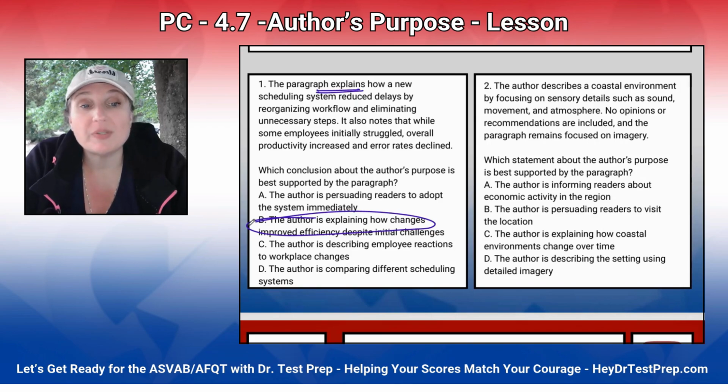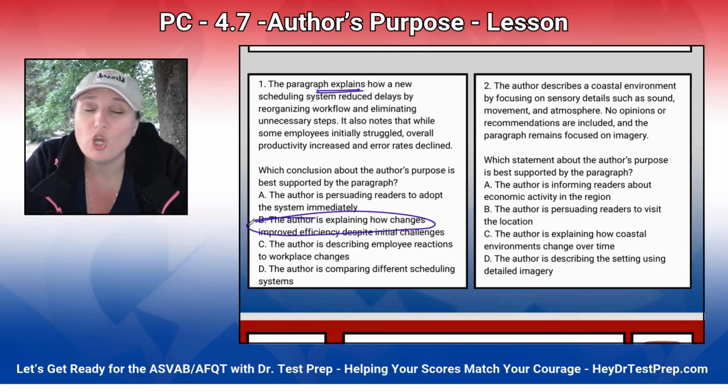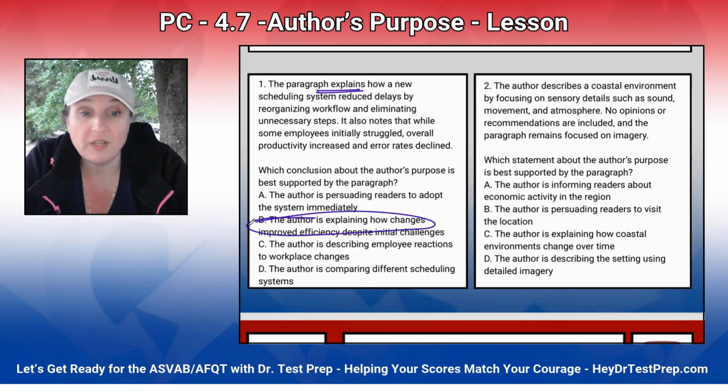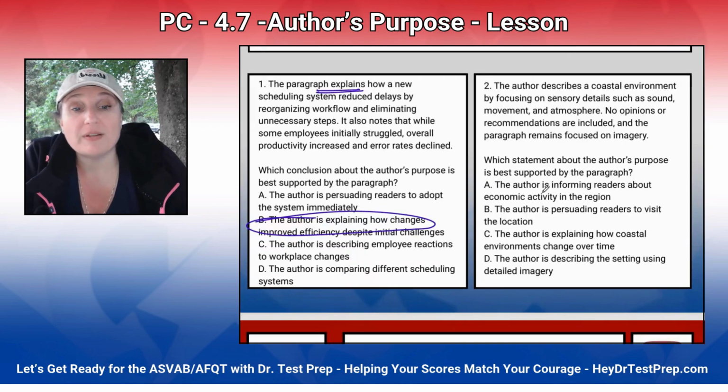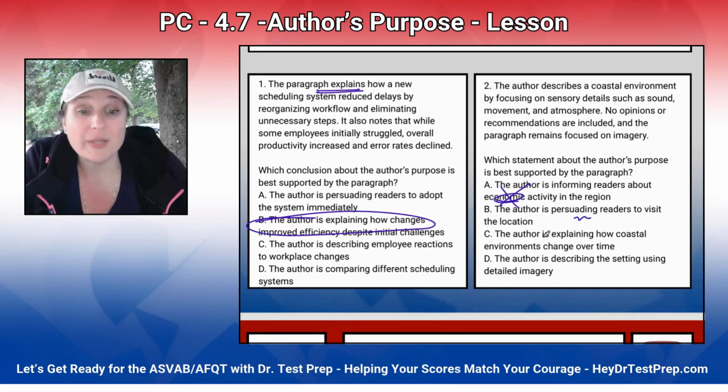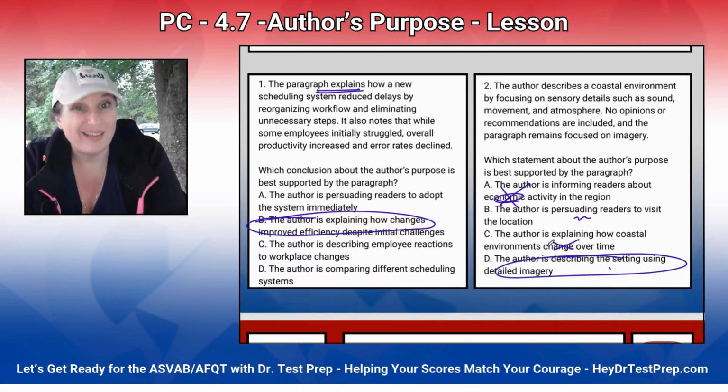The author describes the coastal environment by focusing on sensory detail such as sound, movement, and atmosphere. No opinions or recommendations are included, and the paragraph remains focused on imagery. So is the author informing readers about economic activity? No. Persuading readers to visit a location? Maybe. Explaining how coastal environments change over time? No. Describing setting using imagery? Yes.